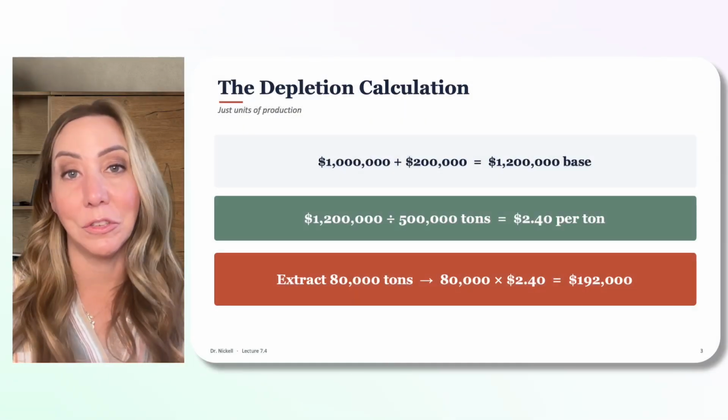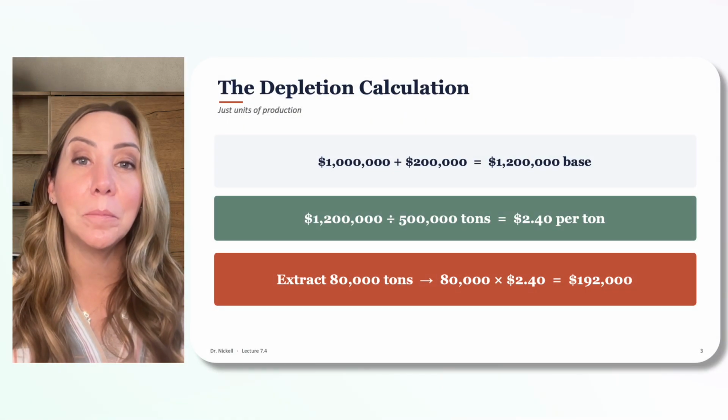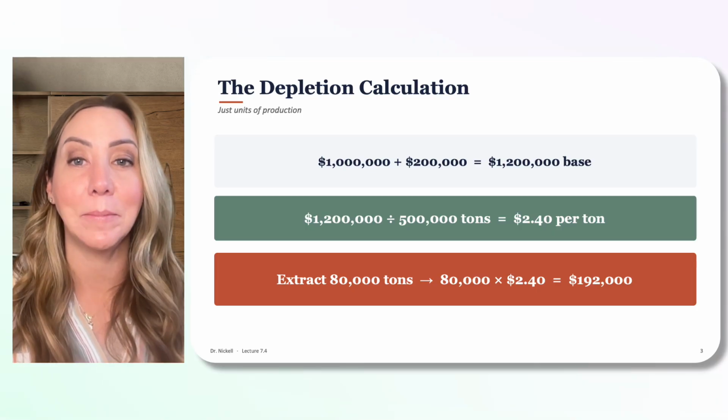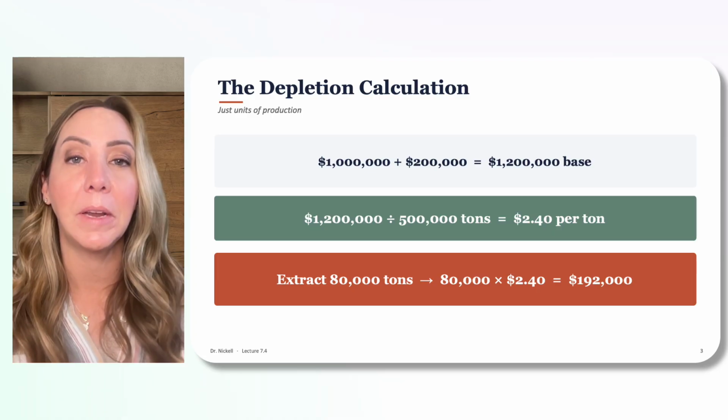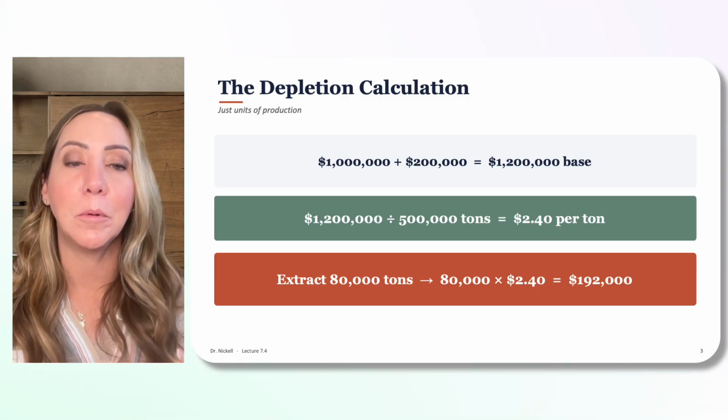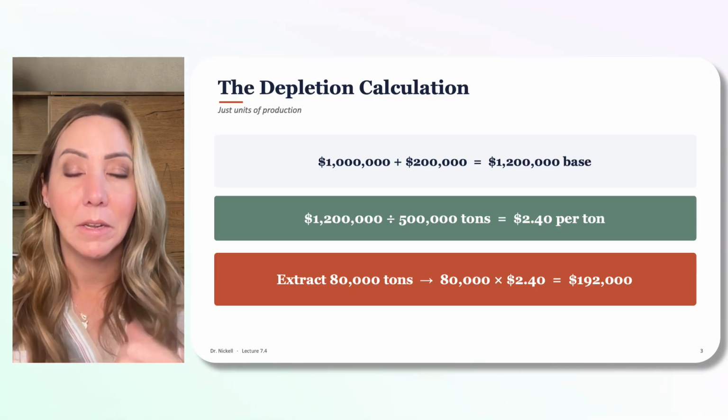Now, from here, it's just units of production. We take the depletion base and divide it by the total estimated units that the resource is expected to yield. That gives us a depletion rate per unit. Then we multiply by the number of units we actually extract this period. So let's look at one.